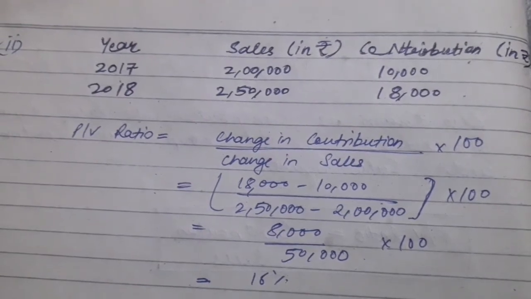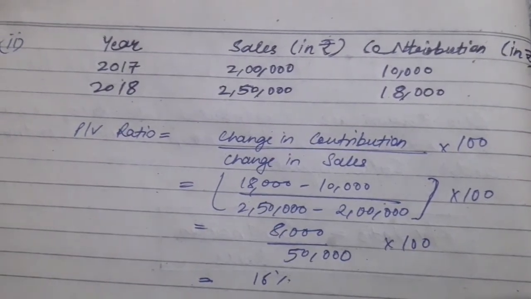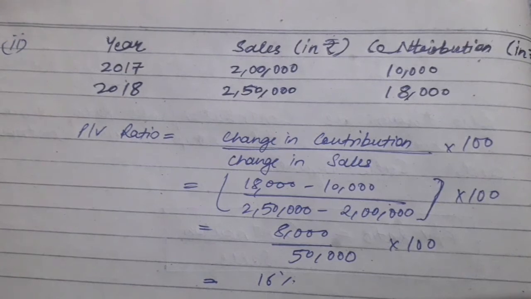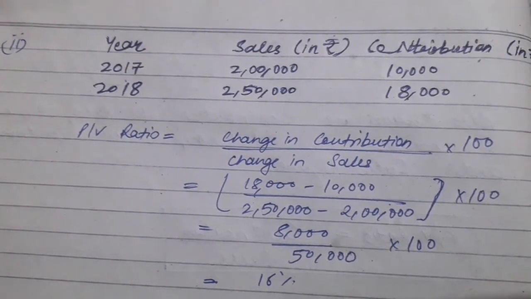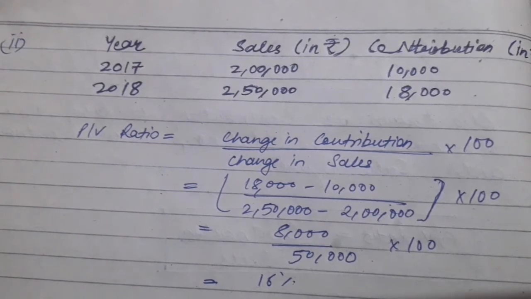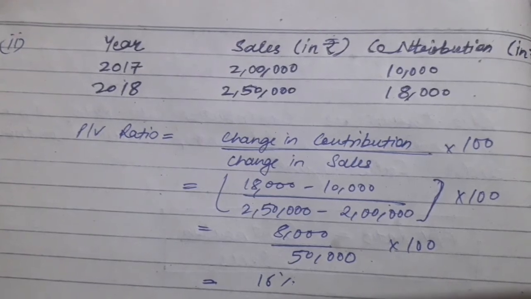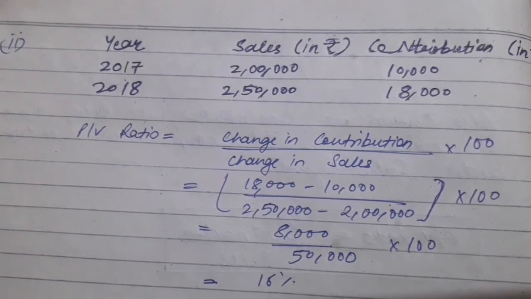So the second question, which is based on the second formula: we have two different years, 2017 and 2018, and sales and contribution figures for these two years are given. Sales in 2017 is rupees 2 lakh, and in 2018 it increased to rupees 2 lakh 50,000, while contribution in 2017 is rupees 10,000, and in 2018 it is 18,000 rupees.